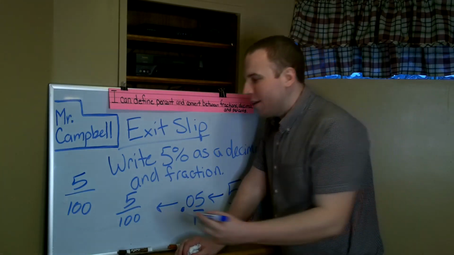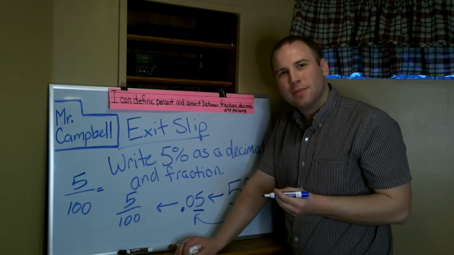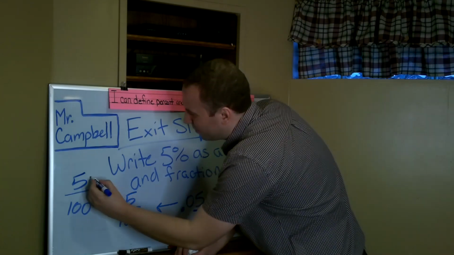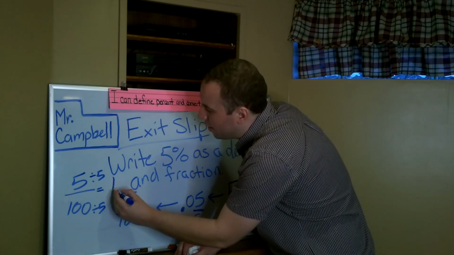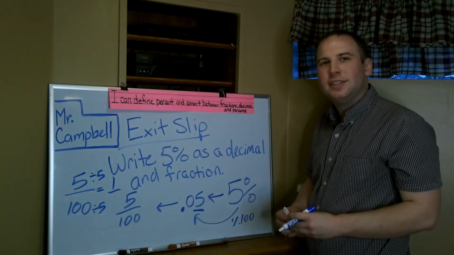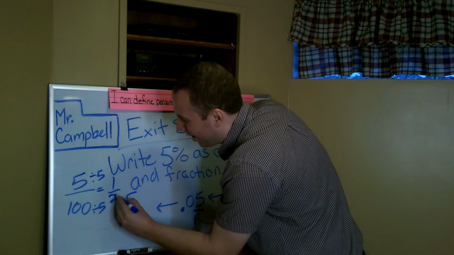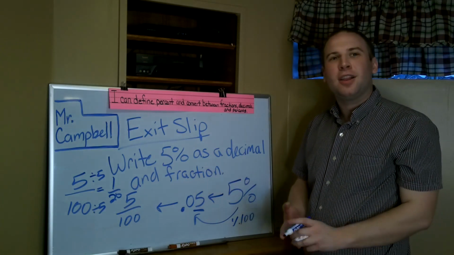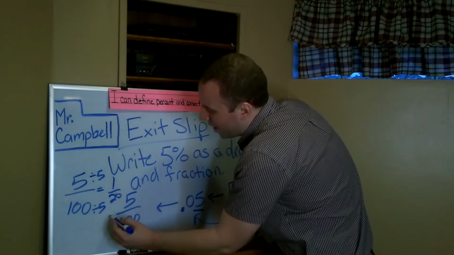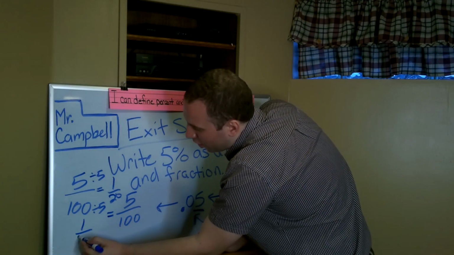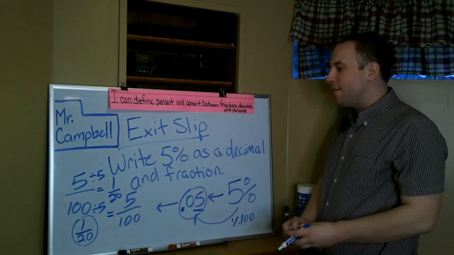5 over 100, what can I divide both 5 and 100 by? 5, you are correct. 5 divided by 5 would give me 1, and 100 divided by 5 would give me 20. And as I've said before, quick money count there. Let's see how many 20s are in 100. 20, 40, 60, 80, 100. It is correct. So my simplified fraction, or my answer, would be 1 over 20 and 0.05.